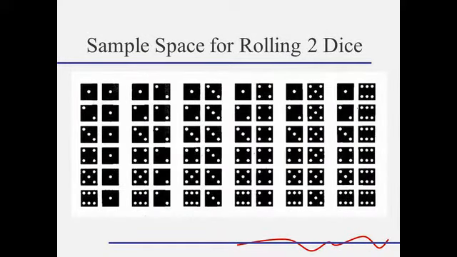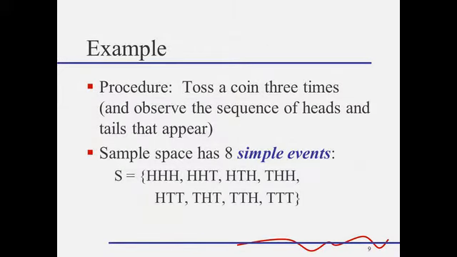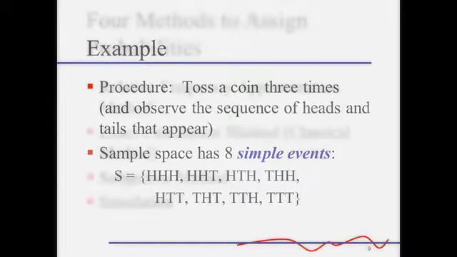Here is the sample space for rolling 2 standard fair 6-sided dice. This is everything that could happen. I could write these as ordered pairs, or I can draw them out like I did here. Another example. Let's say I toss a coin 3 times to see if it comes up heads or tails. My sample space has 8 events in it, listed there on the slide.